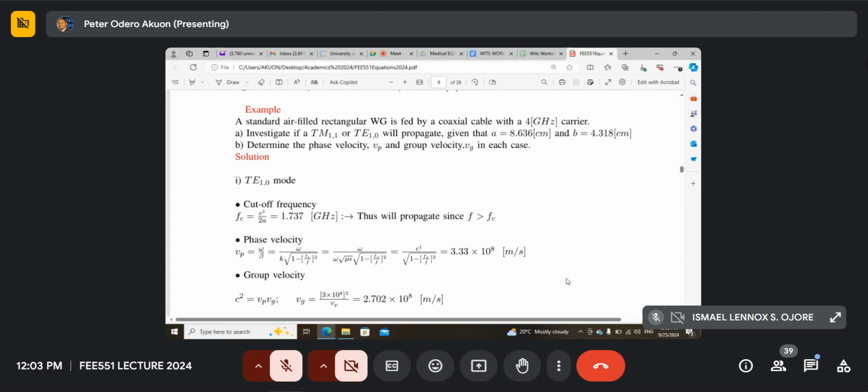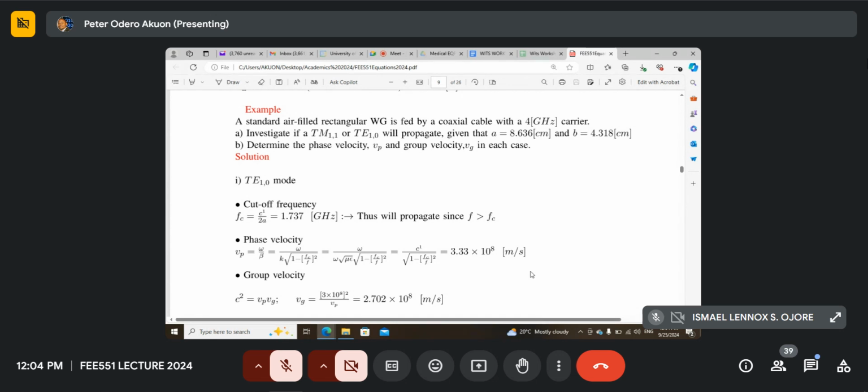So it means if we know c, we can calculate the phase velocity if we know the group velocity, or we can calculate the group velocity from the phase and the speed. So we'll have 3 times 10 raised to 8 squared over Vp, which should give us the Vg. So Vg will be 2.7, which is lower than the speed of the wave and also lower than the phase velocity.